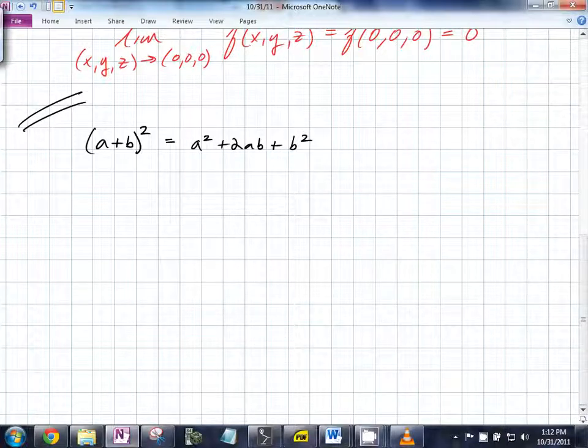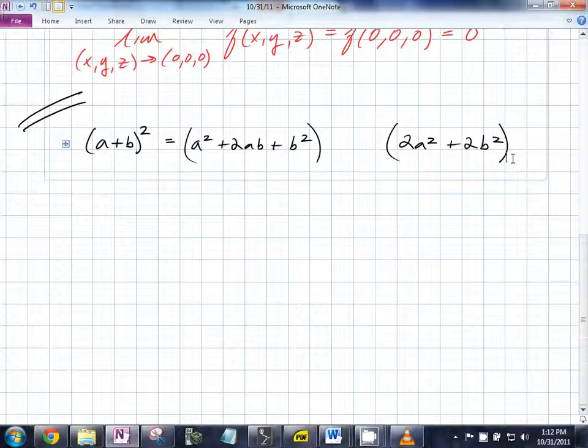Okay, so what happens if I compare that to 2a squared plus 2b squared? If I compare those two quantities, what can you tell me about them for certain? The one on the right is greater than or equal to. Can you explain to me why? If they're both equal, that's correct.